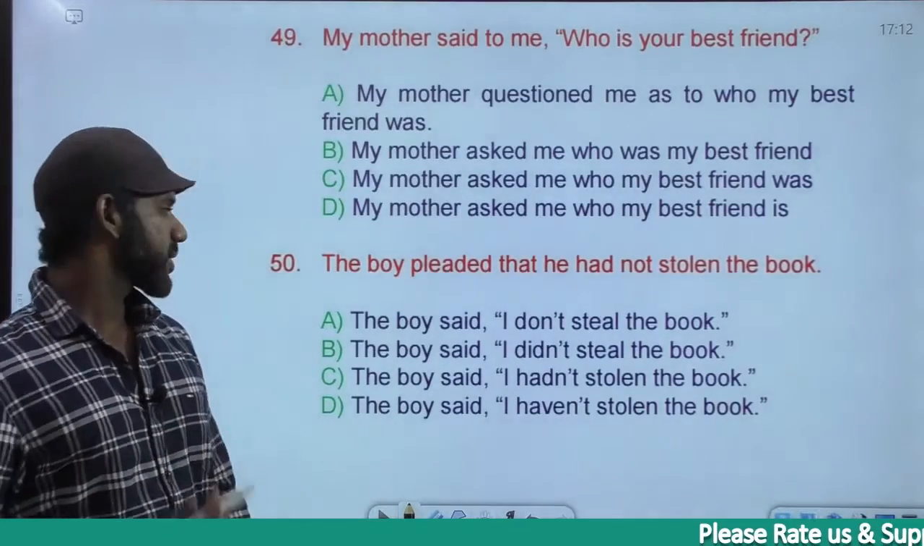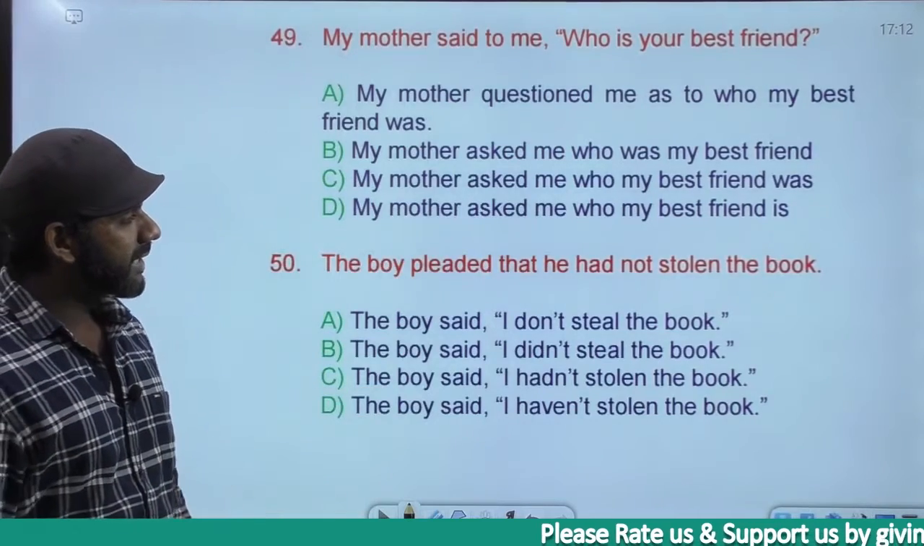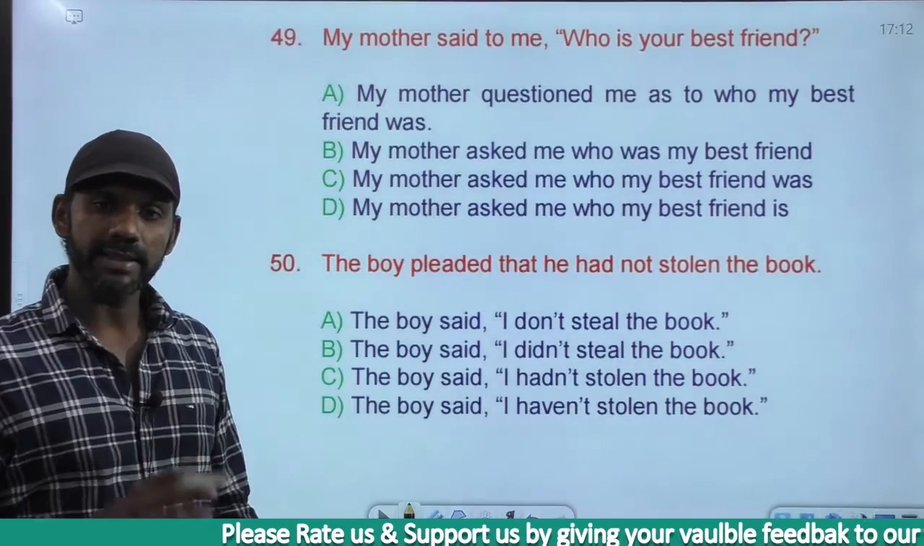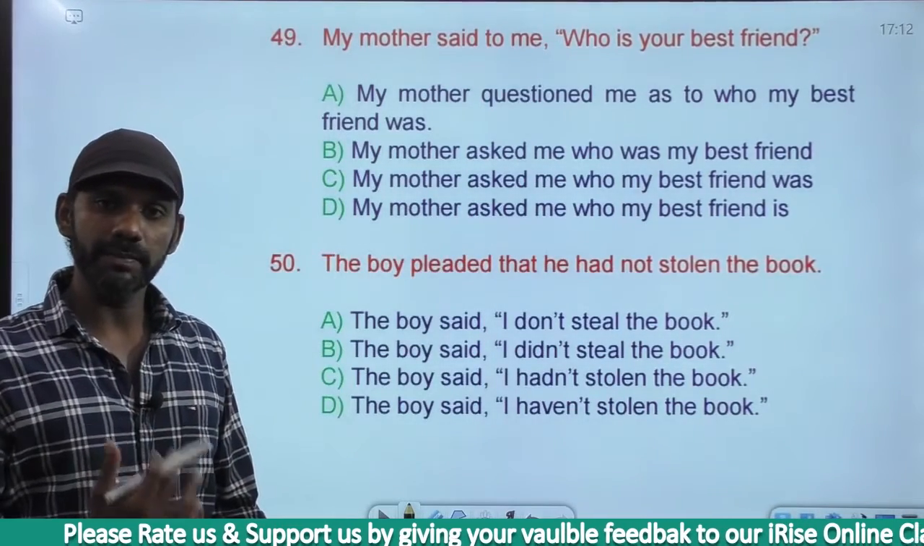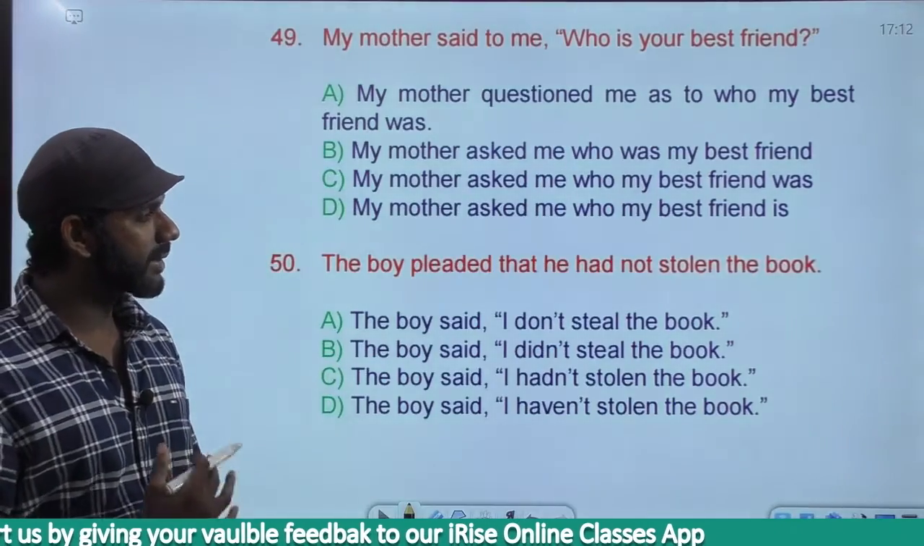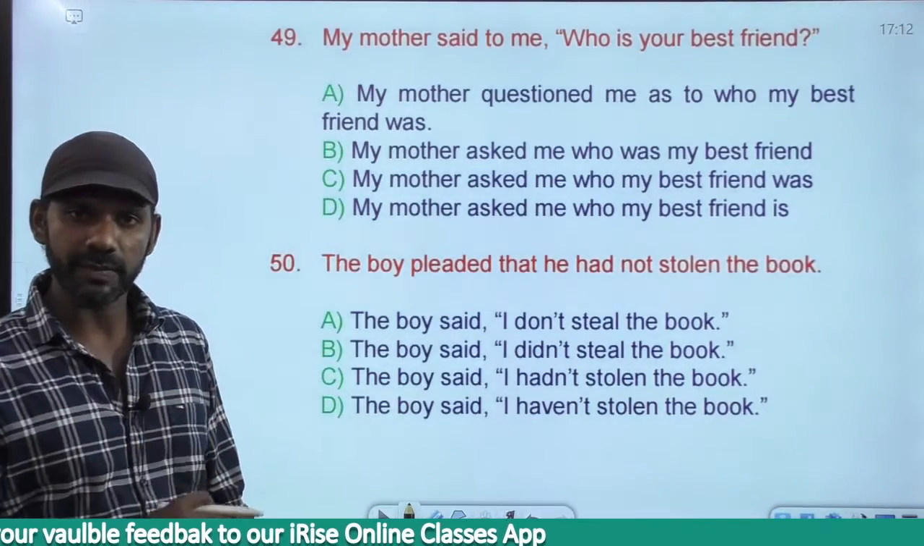Come to the next question. The boy pleaded that he had not stolen the book. Pleaded, that is correct. The boy pleaded me is wrong. Pleaded with me. The boy pleaded that he had stolen the book. This sentence is in the indirect speech.